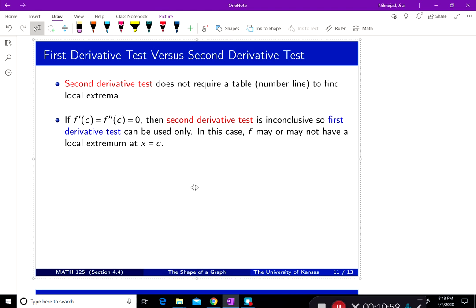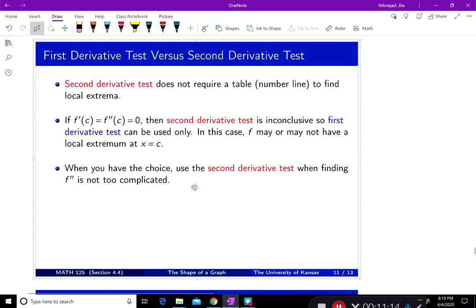In this case, f may or may not have a local extremum at c. That's important to remember. Inconclusive means I don't know. It could have it, it could not have it. When you have the choice, you use the second derivative test when finding f double prime is not too complicated. So if f double prime is too complicated, don't use it.